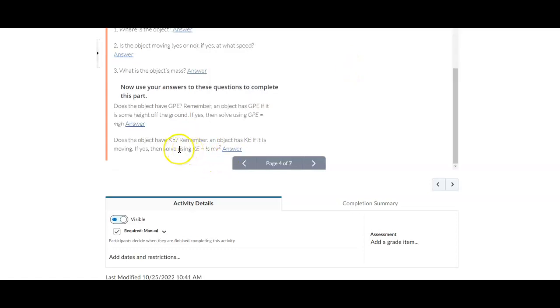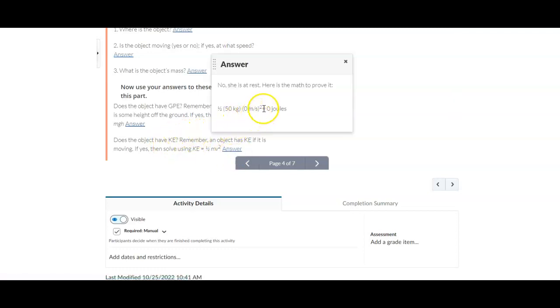All right, but here, kinetic energy, we know that she's not moving. So we're taking half of 50, which is 25, and multiplying it times 0. So it has 0 joules, 0 kinetic energy at rest.